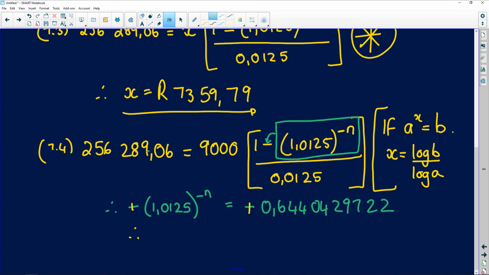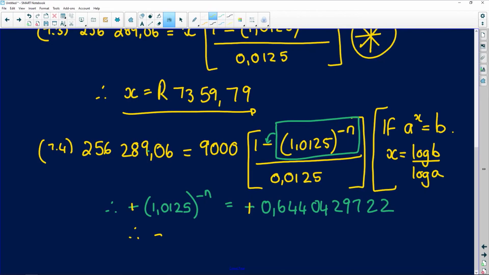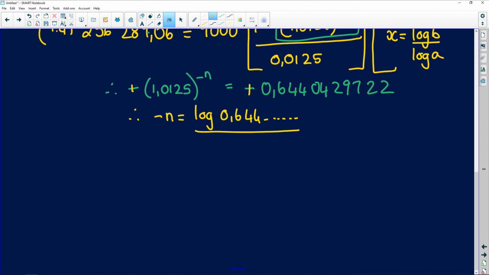Or you could have said it's log base a of b, for those of you that have a calculator with the base on it. Okay, so all that's left now for us is to take that log. So minus n is the log of 0,644, and remember, you put all those numbers in, divided by the log of 1,0125. Now, folks, if you do that on your calculator, you will find a number of minus 35,4187 and a few more decimals.